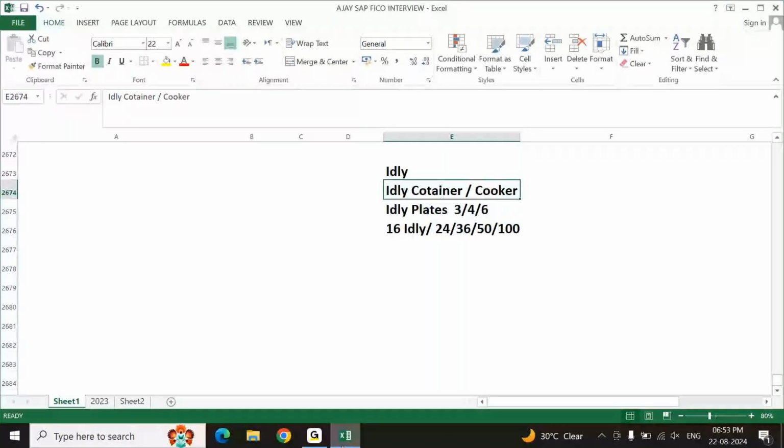It's a single process. The idli cooker is a single process. Take the input material, put it in the idli plate container, place that inside this, and then you need to run it. You cannot just do it like that, and there are other activities which are related to it. What are the other activities?